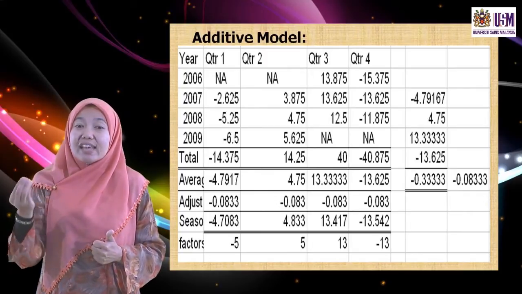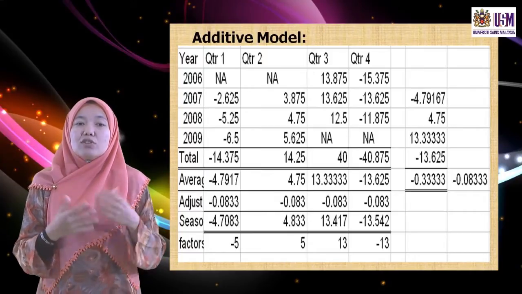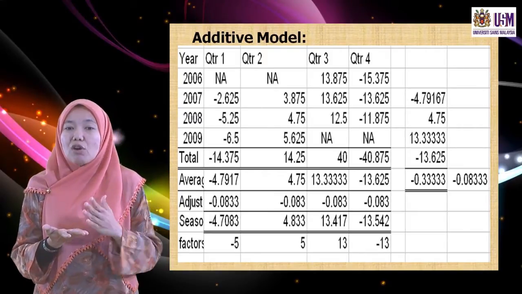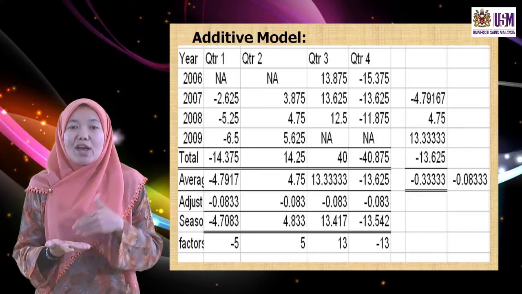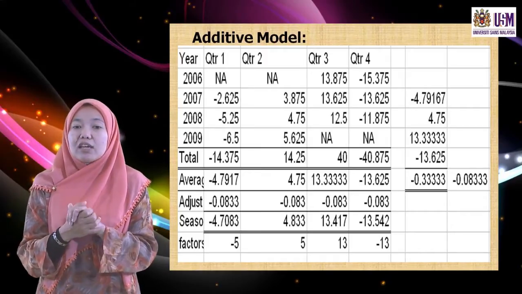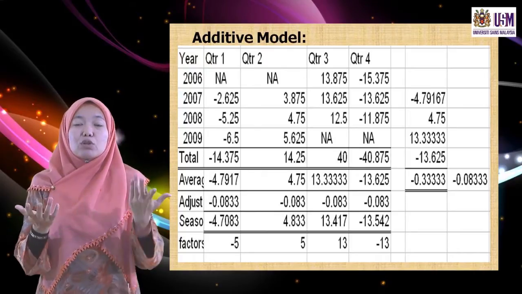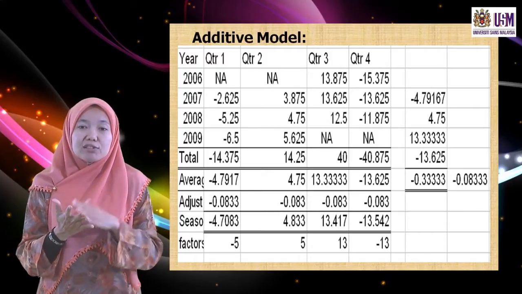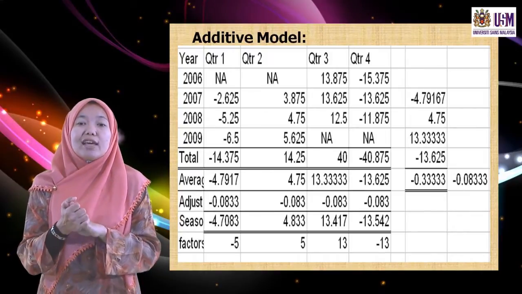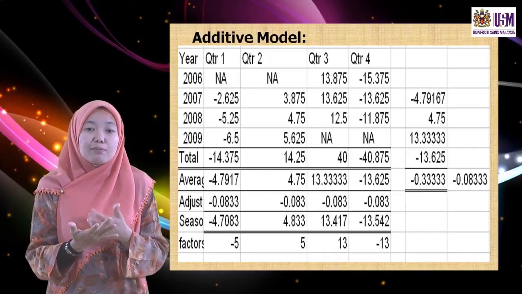You do the same for quarter 2. You add 3.875 plus 4.75 plus 5.625, positive values, so you get 14.25. 14.25 divided by 3 gives an average of 4.75. For quarter 3, you add 13.875 plus 13.625 plus 12.5. You should get a total of 40, divided by 3, an average of 13.333. As for quarter 4, you add negative 15.375 plus negative 13.625 plus negative 11.875. You get a total of negative 40.875. Divide by 3, and you should get negative 13.625.